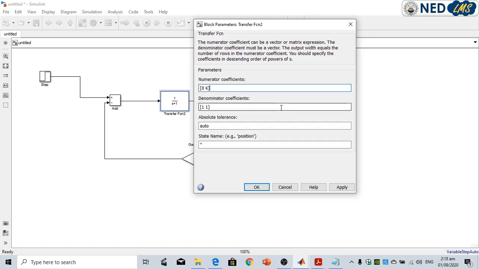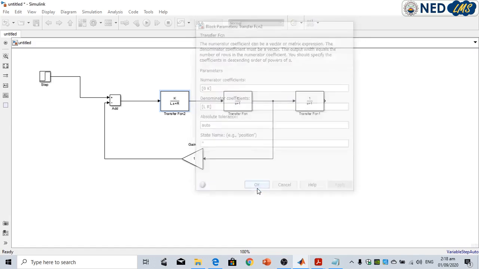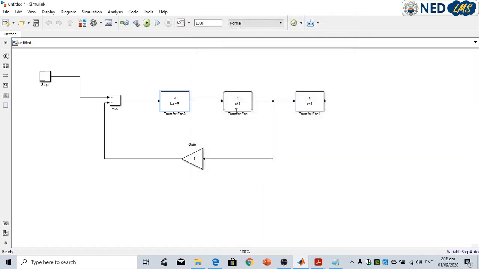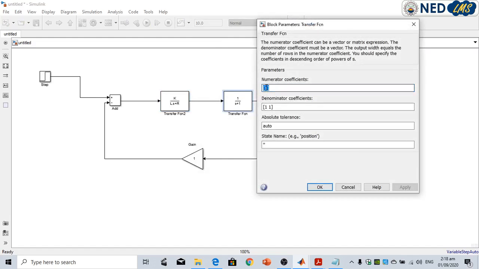Okay. In the denominator we have r plus sL. L is the coefficient of s and R is with s to the power 0. Okay, apply. That's it. This is r plus sL. Similarly, set this block as well.